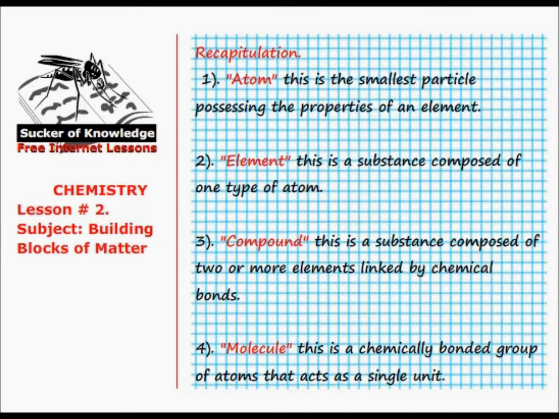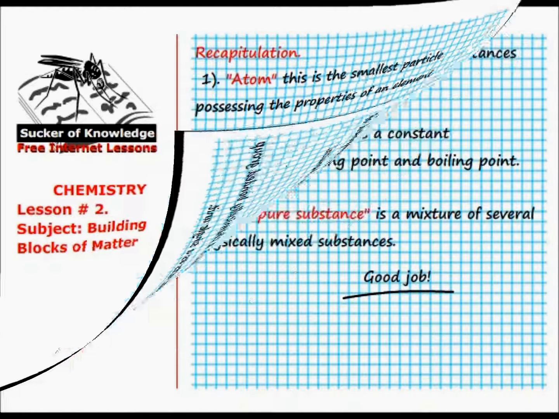Recapitulation. Atom. This is the smallest particle possessing the properties of an element. Element. This is a substance composed of one type of atom. Compound. This is a substance composed of two or more elements linked by chemical bonds. Molecule. This is a chemically bonded group of atoms that acts as a single unit.